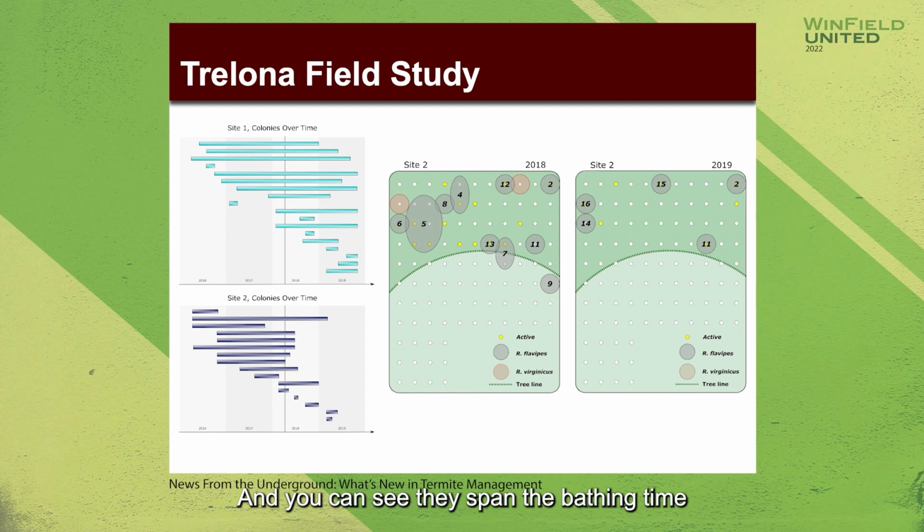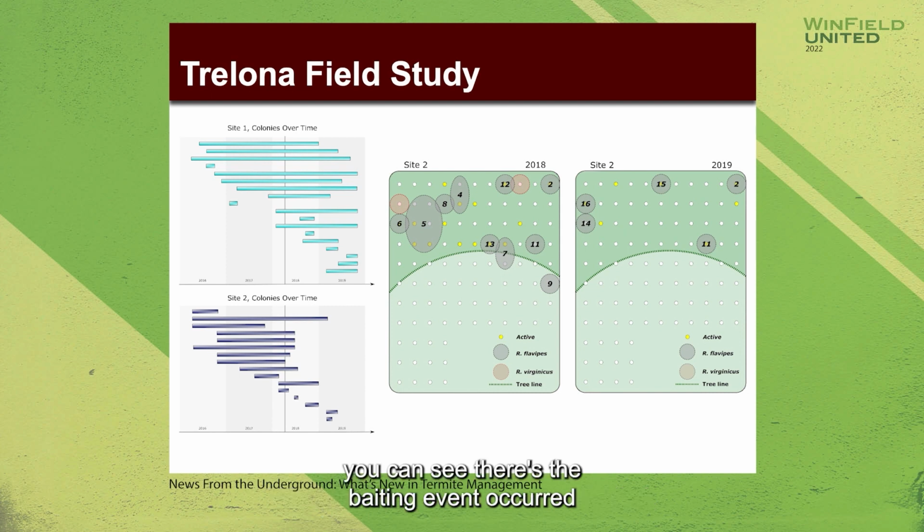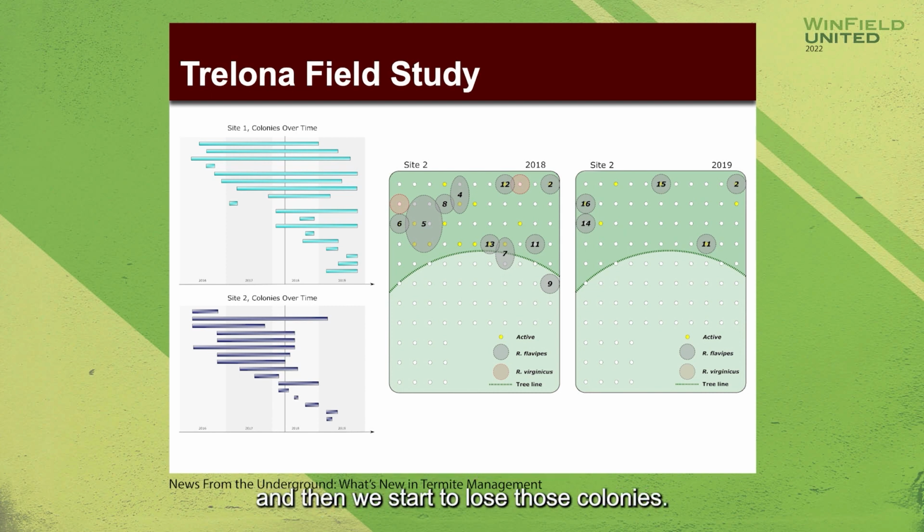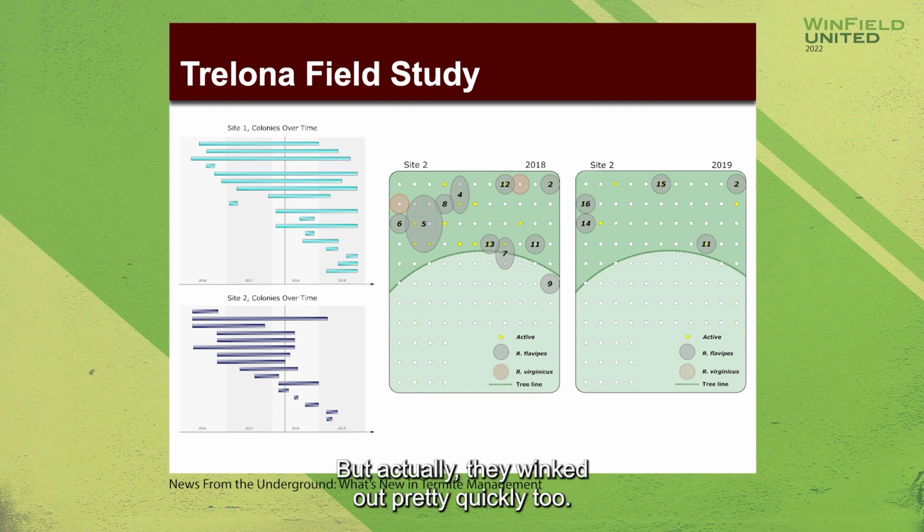And you can see they spanned the baiting time and remain persistent throughout the life of the study. Whereas in the sites that were baited, you can see the baiting event occurred, and then we start to lose those colonies. Now, some new ones showed up as a result of nuptial flights that landed in that treated site, but actually they winked out pretty quickly too.